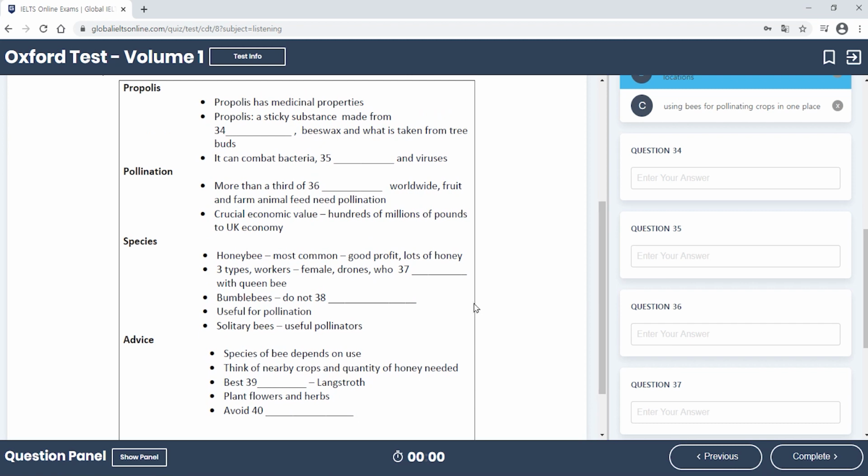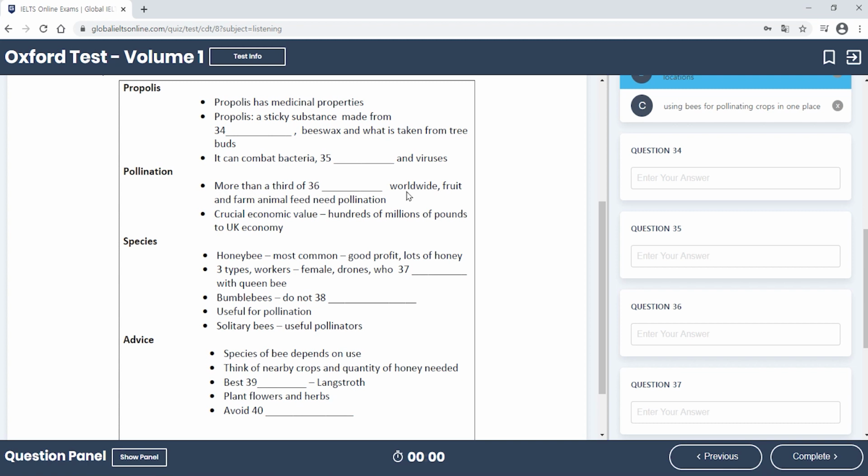So again, this is going to be careful listening. If we take a quick scan through, propolis is medicinal purposes, a sticky substance made from something. This is probably going to be a noun here in 34, made from something, made from beeswax, made from honey, maybe, because we're talking about bees. It can combat bacteria, something, and viruses. So this is going to be something that's sort of medicinal. So maybe you can combat bacteria, germs, and viruses, bacteria, illnesses, and viruses. So you've got an idea it's going to be a medicine word here.